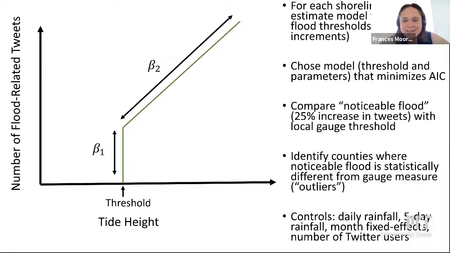But okay. And then we include as controls the daily rainfall in that county, the 5-day cumulative daily rainfall, and month fixed effects, which partially control for seasonality in flood-related tweets unrelated to flooding, as well as the number of Twitter users over time.